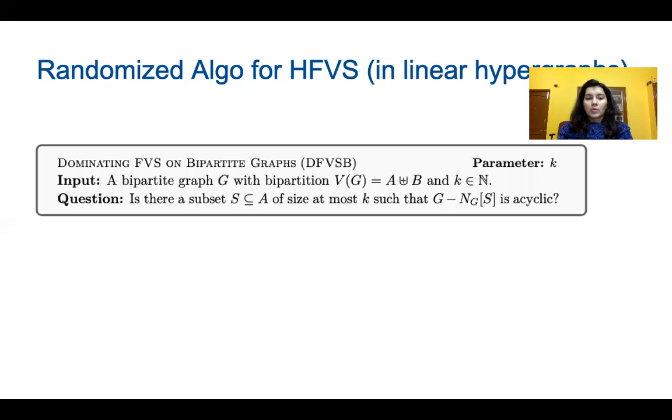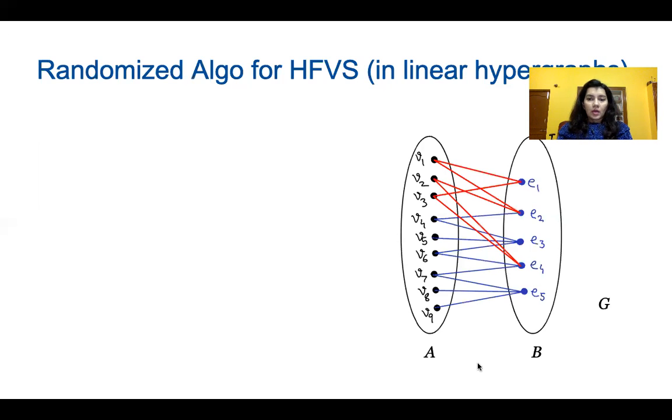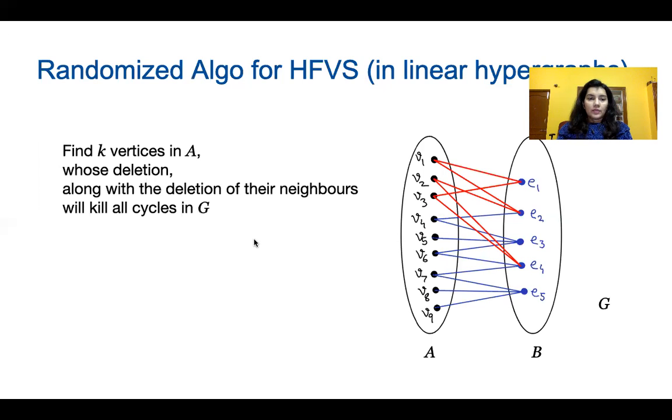So recall that the problem was finding a dominating feedback vertex set on bipartite graphs. What we are actually looking for is a set of vertices in the partition A such that when we remove these vertices along with its neighbors in the other partition, the remaining graph will be acyclic.